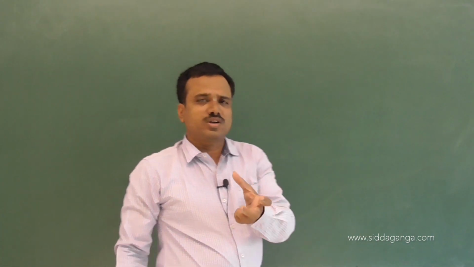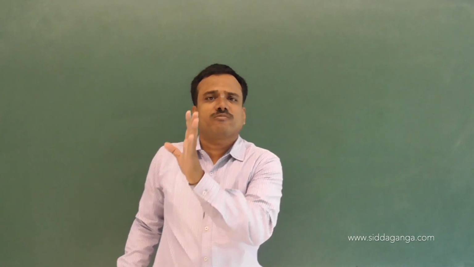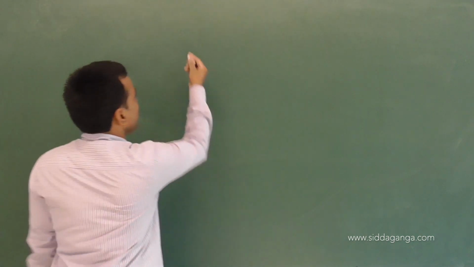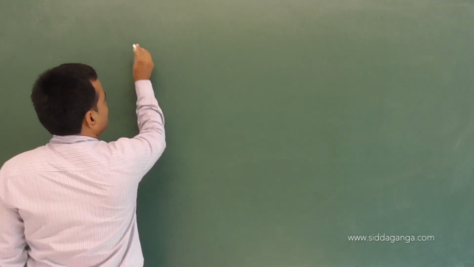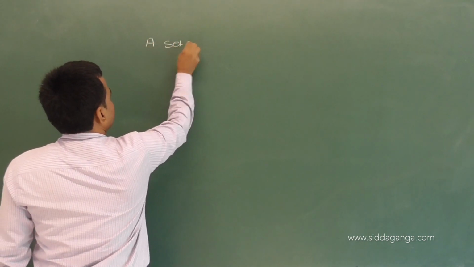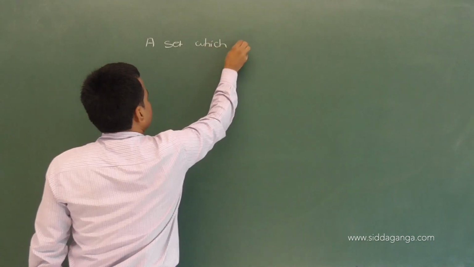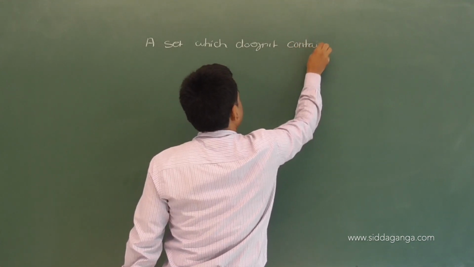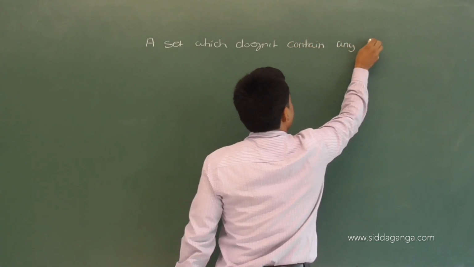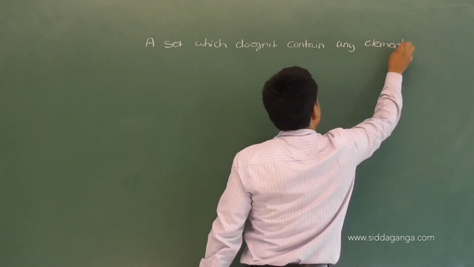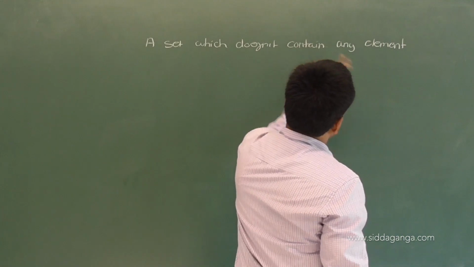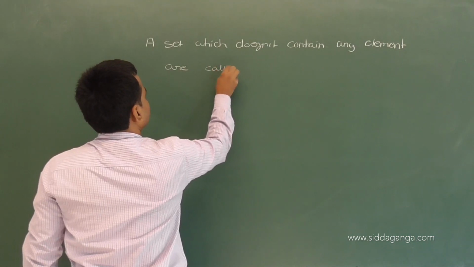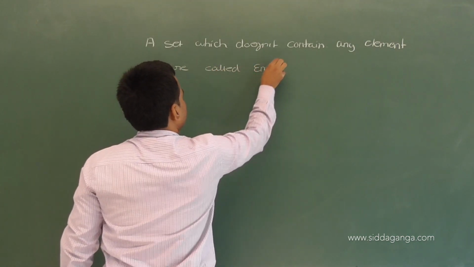If you want a proper definition: a set which does not contain any element. If you want the definition, I can explain it in a simple method. A set which does not contain any element is called an empty set.